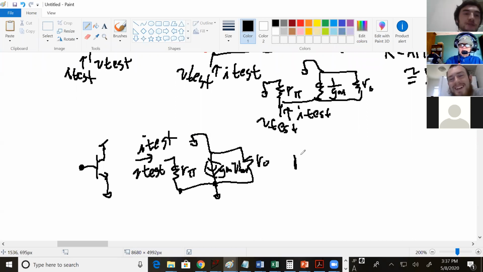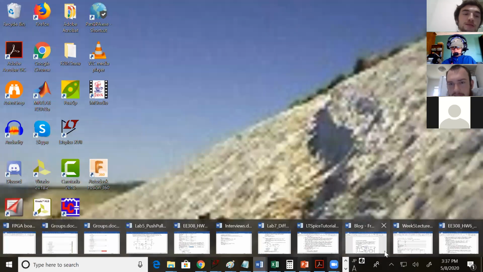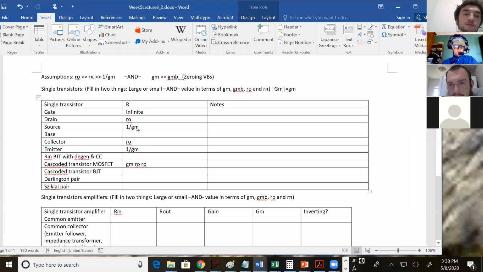Okay, and R equals R pi. Okay, almost there. Oops, what happened to this? So that's R pi. Okay, anybody remember, we won't derive it right now, but anybody remember what the Rn is when there's degeneration or it's a common collector? Isn't that one R pi plus 1 plus beta times RE? Yes.